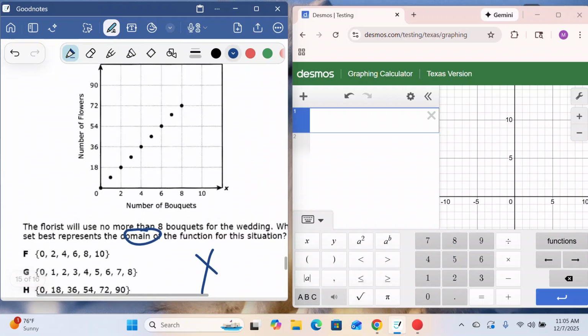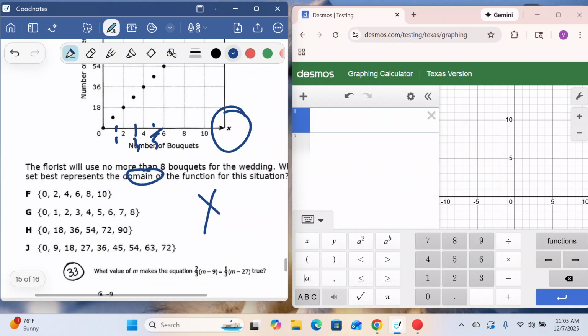So remember that in between these numbers, we have 1, we have 3, we have 5. So the domain is our x value. So we are looking at the domain. So it is 0. We know they're all zeros right here, but the next one would be 1, the next one would be 2, the next one would be 3, the next one would be 4, the next one would be 5, 6, 7, 8. So the answer choice is G.